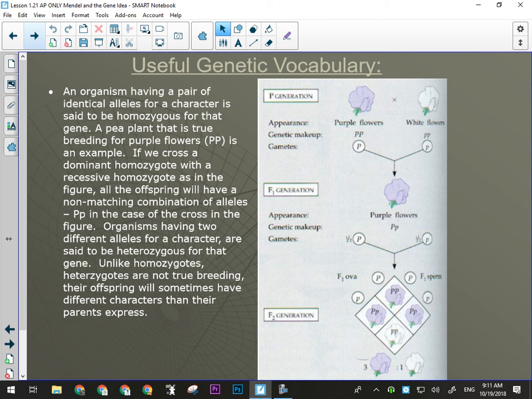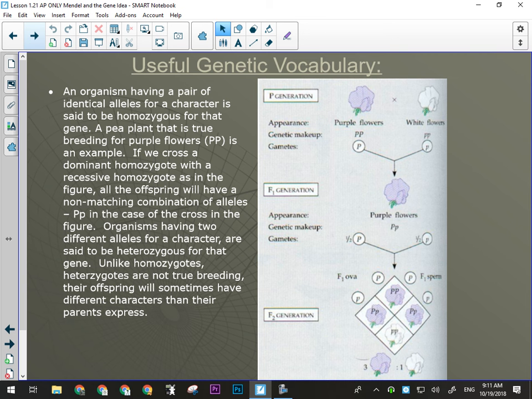Now, if I breed these flowers together, I've got some recessive genes in there. When I cross them, 1/4 of them will have big P big P, half of them will have big P little p, and 1/4 of them will have little p little p. Everybody follow me there?